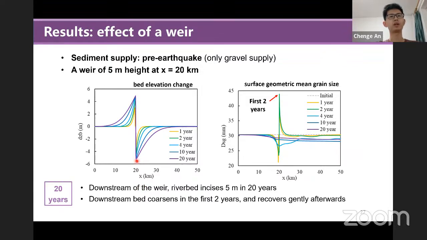We can see that downstream of the weir the bed incises for about 5 meters in 20 years, with about the same deposition in the upstream. And for the bed surface, the downstream bed coarsens in the first 2 years by about 50%, but then recovers gradually afterward to the initial value.